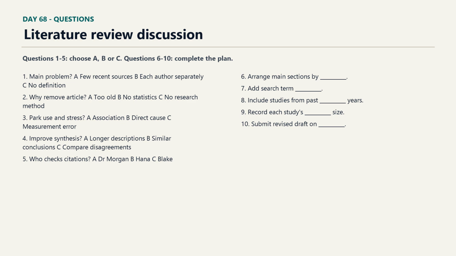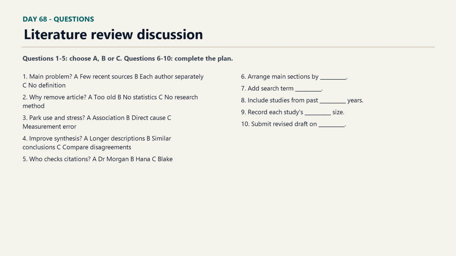We also define urban green space in the introduction, including parks, community gardens, and planted areas on university campuses. The number of sources and the definition are both acceptable.